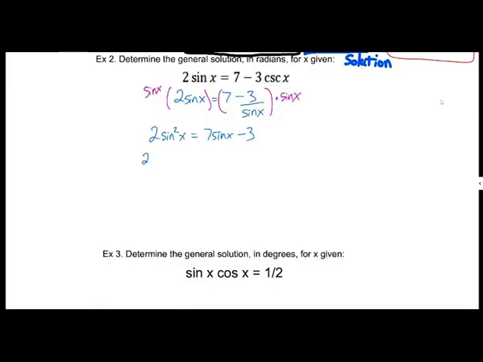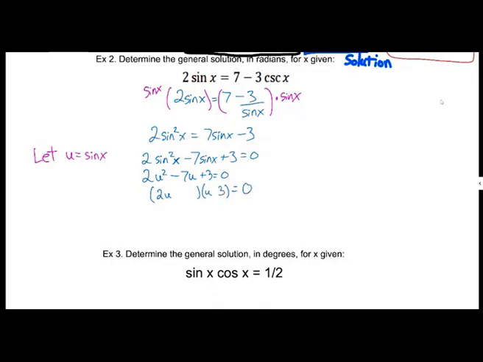That looks awfully familiar. It seems to be a quadratic. So let's subtract everything that's on the right side from both sides of the equation. So I get 2 sine squared x minus 7 sine x plus 3 is equal to 0. I'm going to let u equal sine of x. And that's going to give me 2u squared minus 7u plus 3 equals 0. So if I factor that, factors of 6 that add to -7, and I can definitely do that.